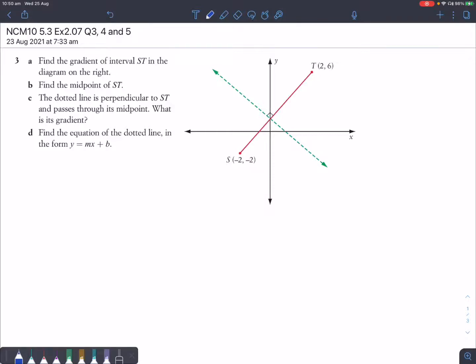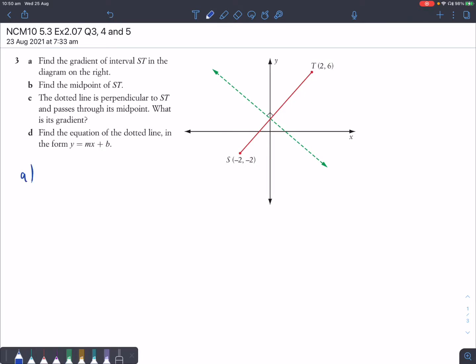All right, guys, so what we're going to do today is exercise 207, questions 3, 4, and 5. The first question we're having a look at is question 3, where it says find the gradient of the interval ST in the diagram on the right side. So ST is this line right here, okay? So if we want to find the gradient, we have to obviously use the gradient formula, all right?